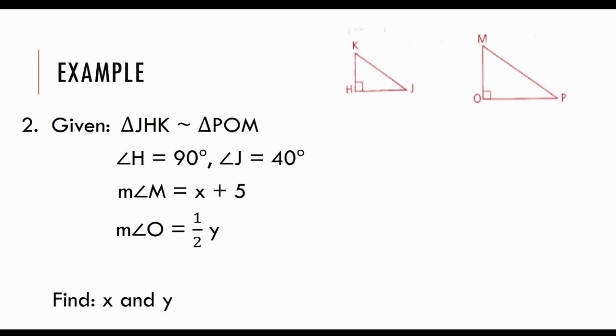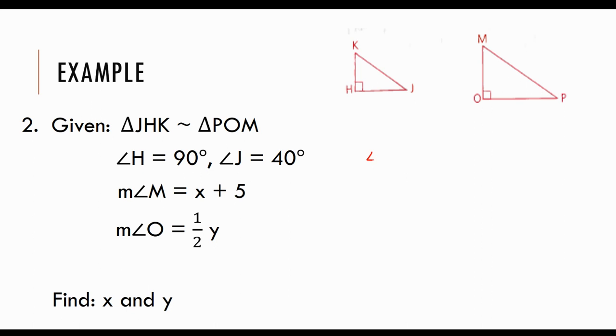All right, let's take a look at another example. I'm given similar triangles JHK and POM. I'm giving us angle H to be 90, angle J to be 40, angle M to be X plus 5, and angle O to be 1/2 Y. So notice this time, because everything that's given to us in terms of our similar triangles is dealing with angles, we're going to use that second relationship that corresponding angles are congruent.